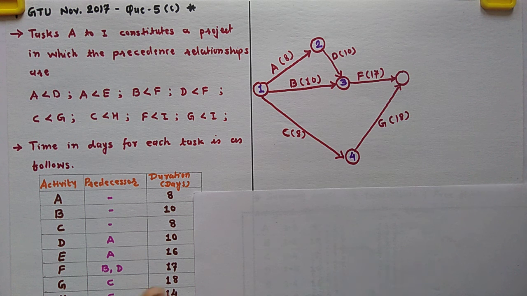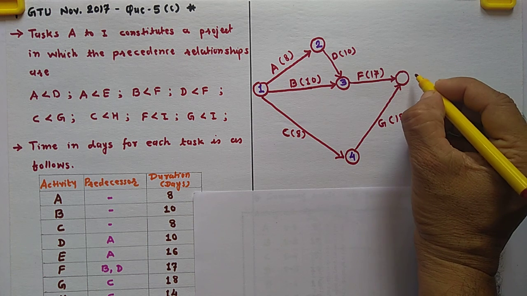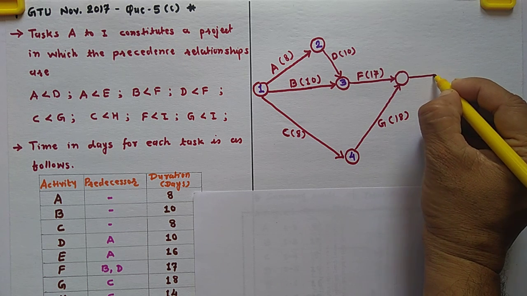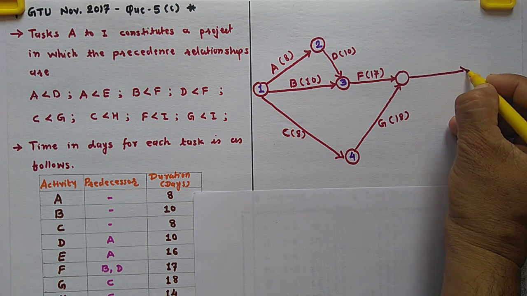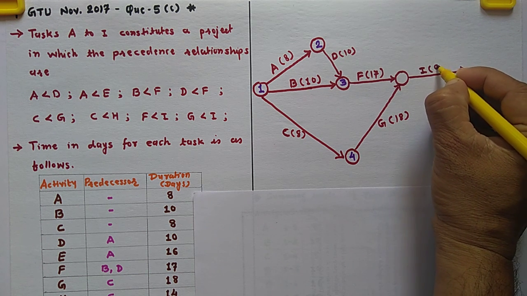Then activity H, which can be started from C because the predecessor is C. And last is activity I, which is started from F and G. So I will draw the last activity first. This is activity I and the duration is 9 days.